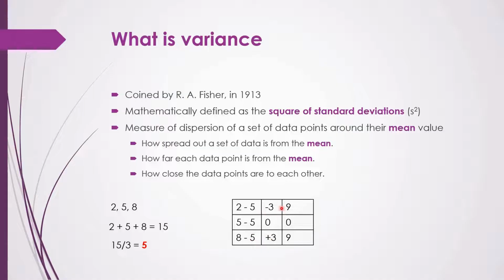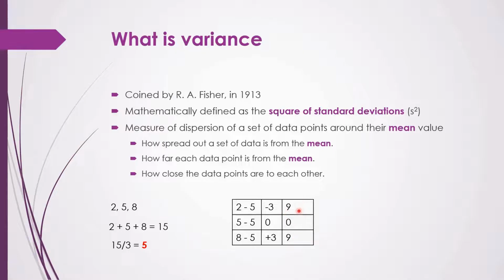So since here we have a minus 3, we'll have to convert this into a positive value. And for that, we'll square all the 3 numbers that we have. Now, what are these 3 numbers? These are the difference of each of the data points from the mean. So let's square these values now. So squaring minus 3, we get 9. When we square 0, we get 0. When we square plus 3, we get plus 9. So now, what are these numbers?